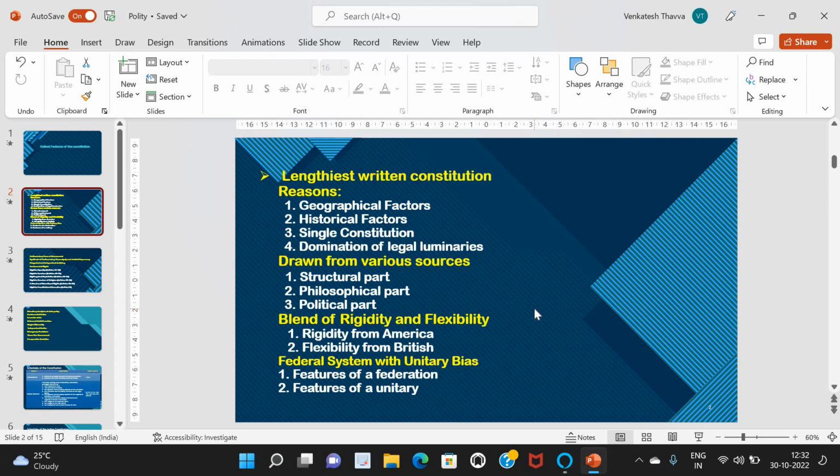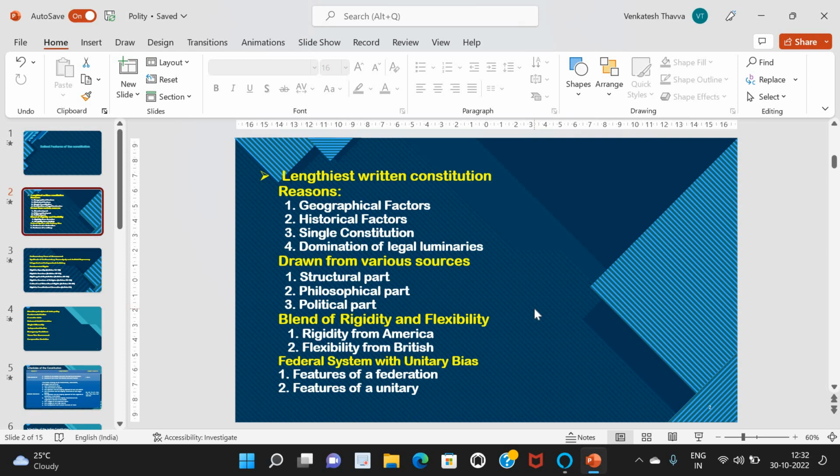What is special majority? Some provisions are amended by special majority, that is two-thirds of the members of each house present and voting, and a majority of more than 50% of the total membership of each house. Next, what is simple majority? Some provisions are amended by simple majority, in the manner of the ordinary legislative process. For example, formation of a new state, creation of a new state, like that.